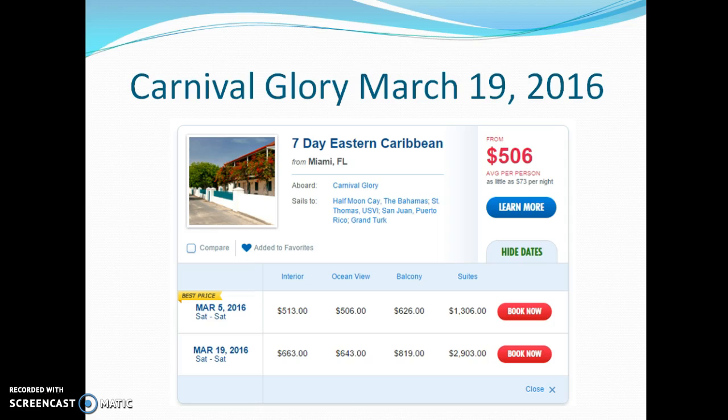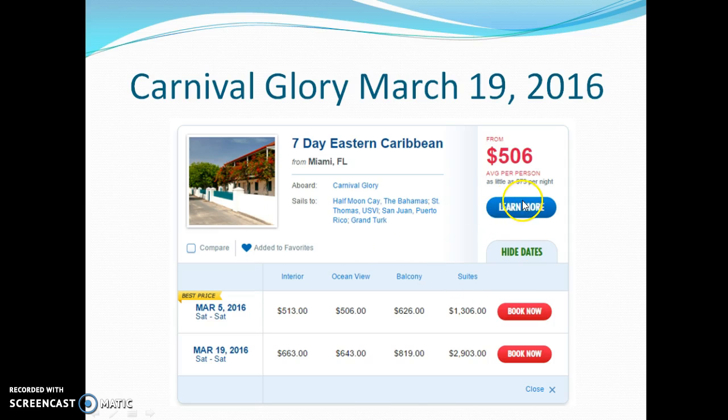For this purpose, we're going to look at the Carnival Glory sailing on March 19, 2016 to the Eastern Caribbean. You'll notice up here there is a rate of $506 average per person. I should let you know that I searched on 3 passengers per cabin. So this would be $506 per person.